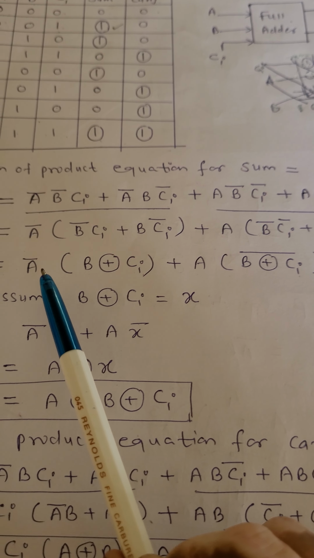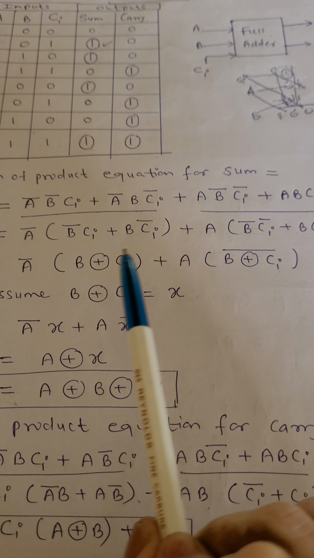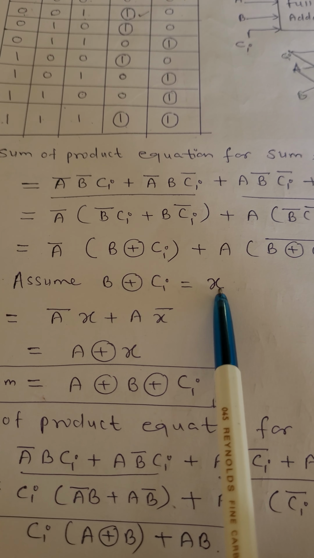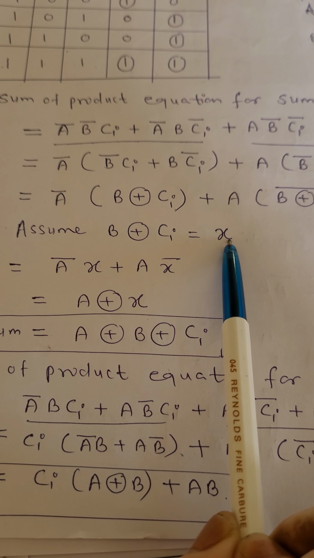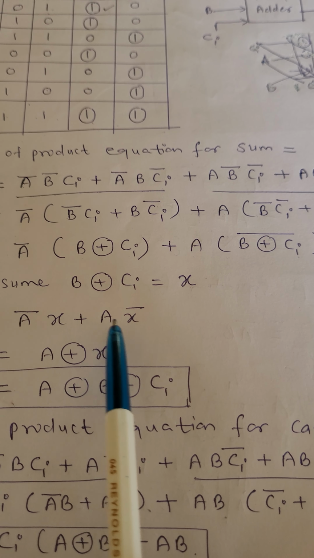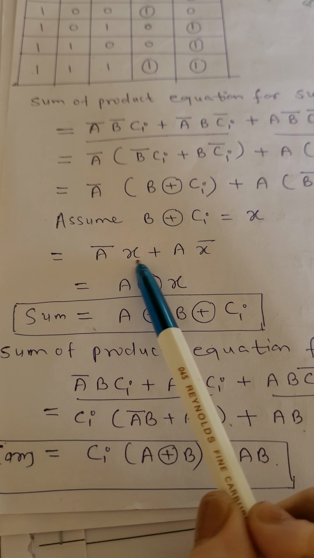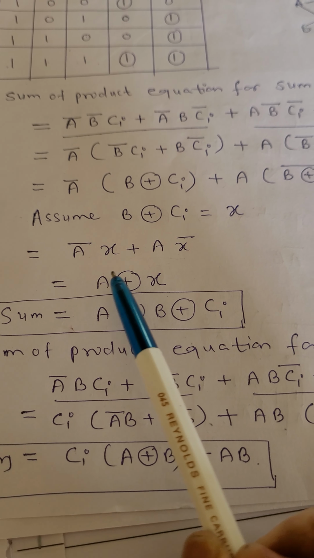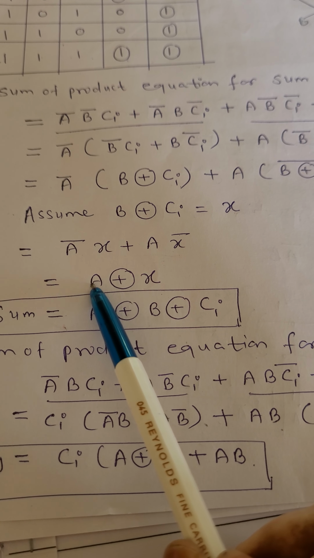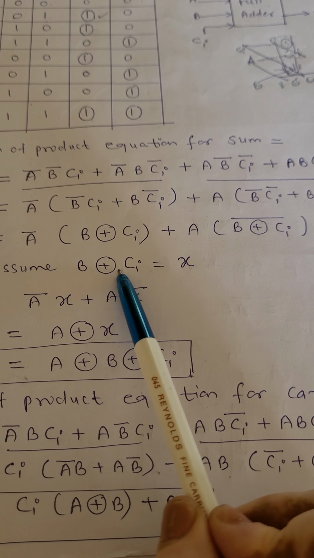Now if I could see this equation here, B XOR CI is common. So I am assuming it as X. So if I assume this as X, my equation will become A bar X plus A X bar. That means this is nothing but again an XOR gate equation only. So this equation can be written as A XOR X. But who is X? X is nothing but B XOR CI.